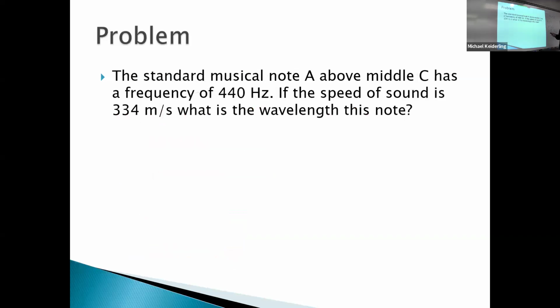The standard musical note, A above middle C, has a frequency of 440 hertz. And that is literally a standard. Internationally agreed upon standard. There's an ISO number for it. Everybody agreed that we're going to use this number. And it's actually a little higher than it used to be in the past. But it used to vary from place to place, what people use. If the speed of sound is 334 meters per second, what is the wavelength of this note?